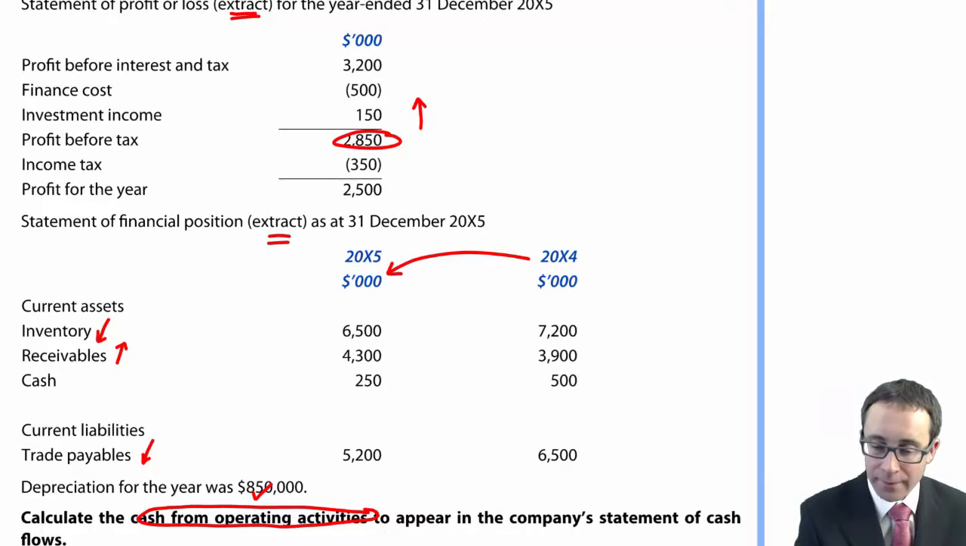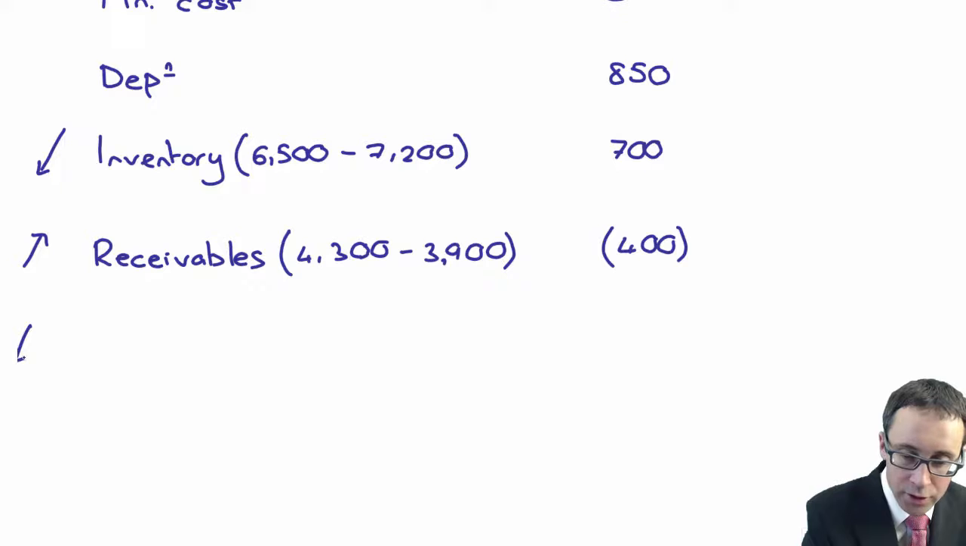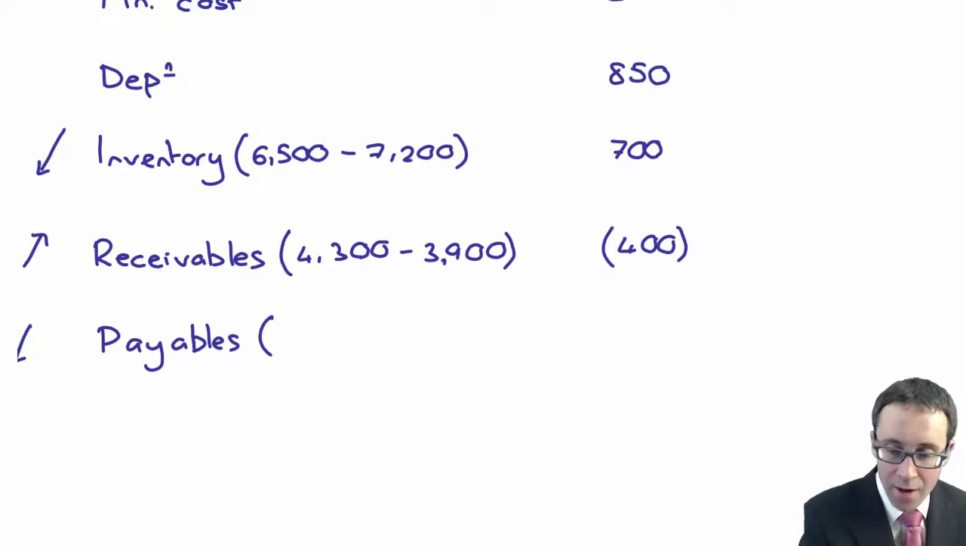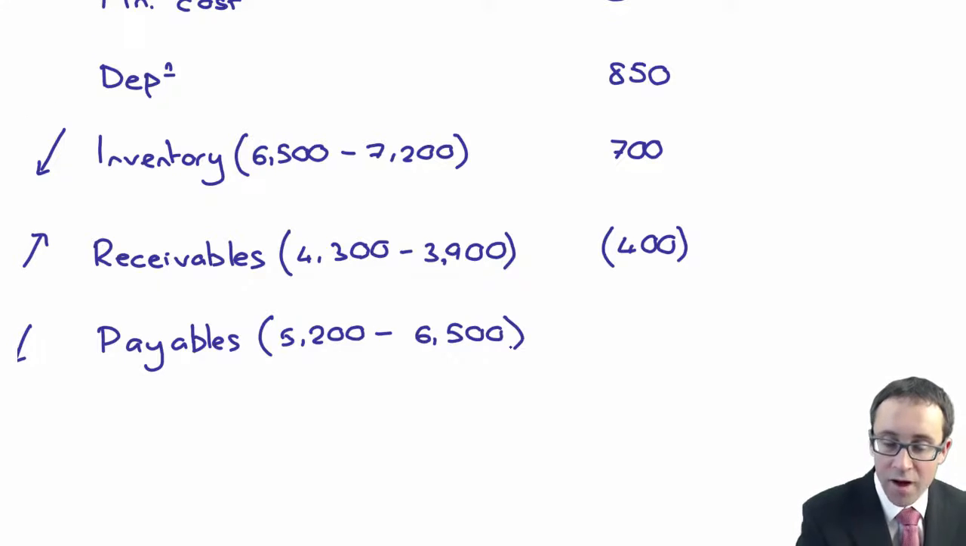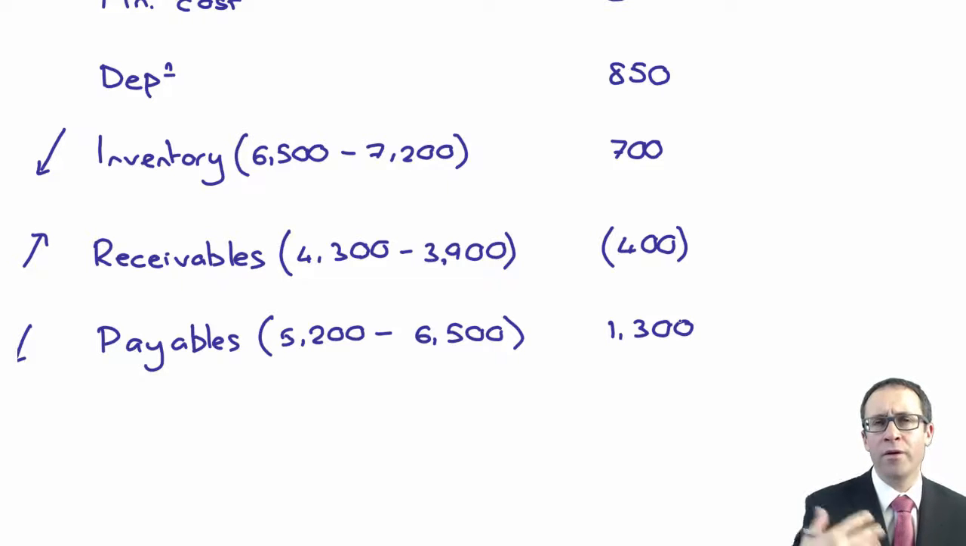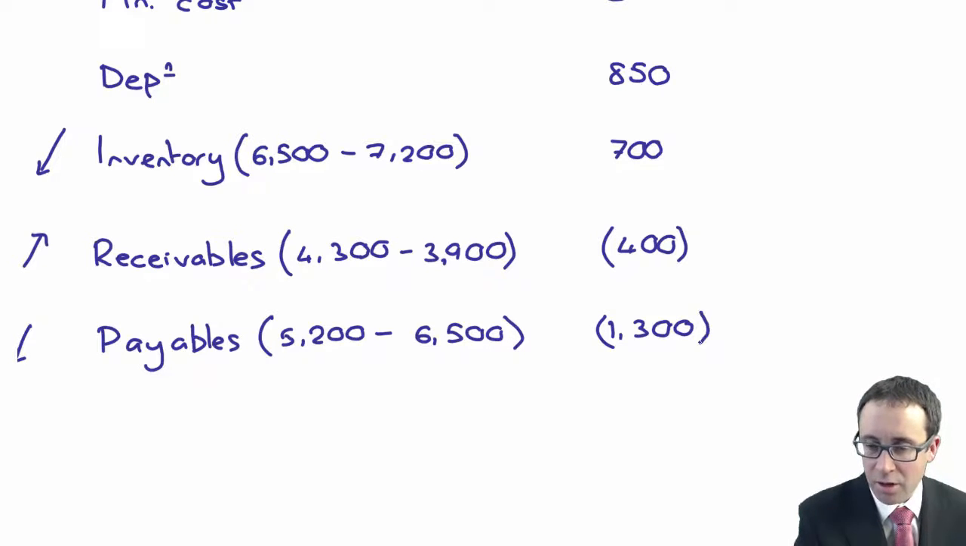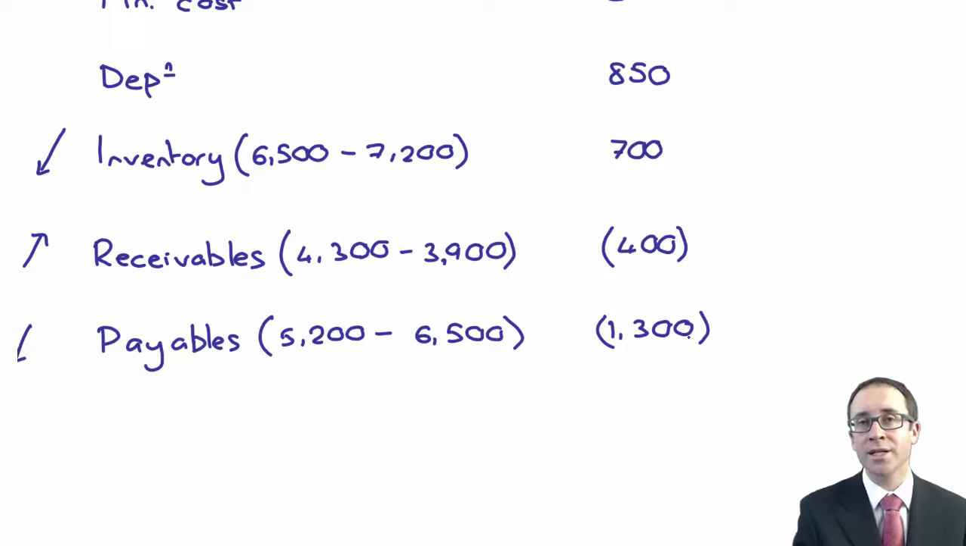The payables have gone down. So we have a reduction in your payables. The payables are now at 5,200. They were at 6,500. So the absolute movement is 1,300. Be careful if there is a reduction in payables. That's because you have paid off your supplier. So that reduction in payables gives you a reduction in cash.